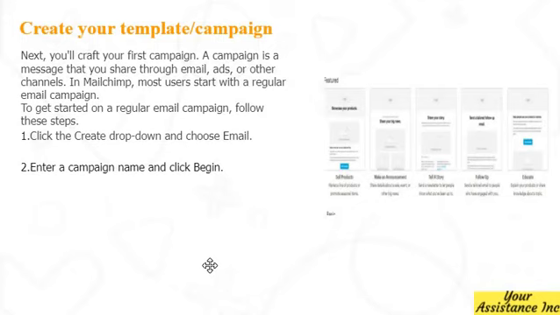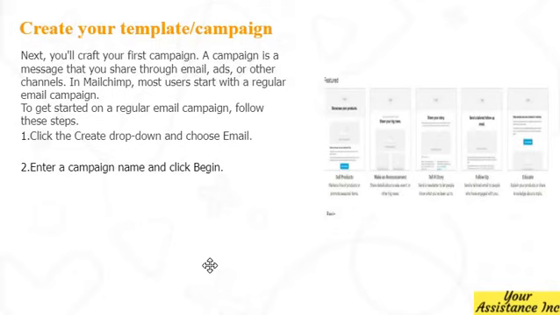So when you're on your dashboard again, you see the create button. When you click the create button, you see a drop down, and on the drop down, email is one of them. On the drop down, you also have landing pages. If you want to create a landing page, Mailchimp is a great tool for creating landing pages. You also have creating events. I think there are other options on the drop down, but now we want to send an email, so we choose the email option. And then number two, you enter a campaign name and you click begin.